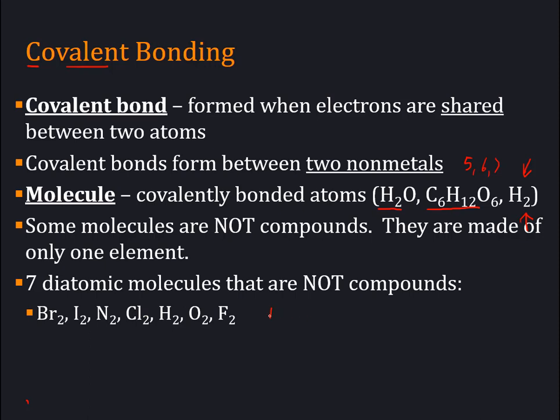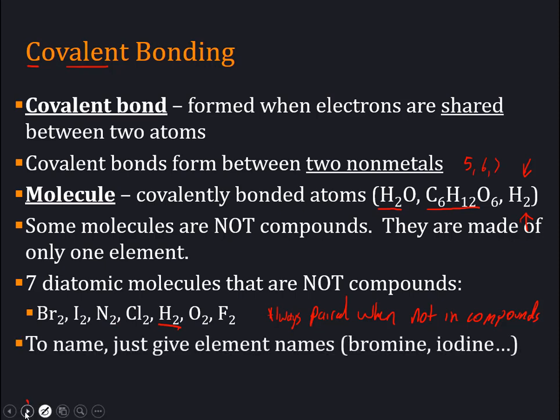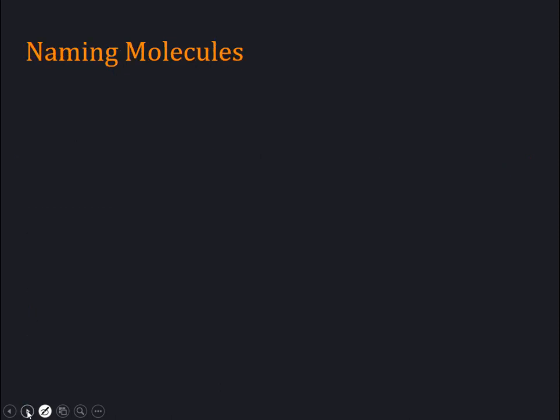Now, these are important because these are always paired when not in compounds. So if you have a reaction that involves hydrogen, later you're going to see that hydrogen is always H2 if it's by itself. Same with the rest of these. So Brinclhof, the 7 diatomic molecules, if they're not in a compound, they exist as diatomic molecules. And so when you name those, you just call them bromine, iodine, nitrogen, chlorine, hydrogen, oxygen, and fluorine because they are elements. Now, molecules get named a little bit differently.